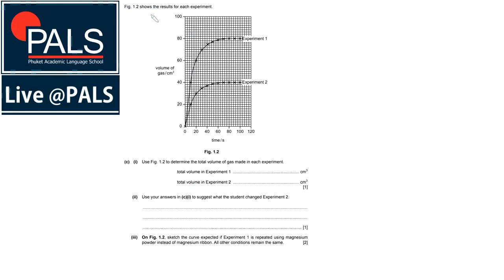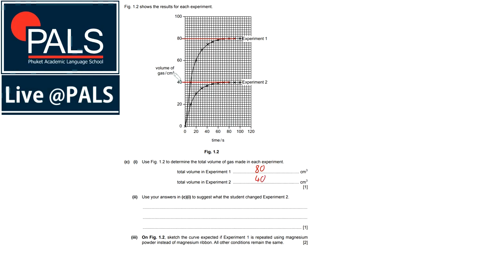So the second part of the question: figure 1.2 shows the results of each experiment, and we have to determine the total volume of gas made in each experiment. Here we have the time, and on the y-axis we have the volume of gas produced. So we just go to the maximum and draw a line over. Just do this in the exam as well so that the examiners can see how you got to your answer. Use your pencil and draw a line from the highest point where our line goes horizontal over to the y-axis, and we can see that in experiment 1, 80 cm³ are produced, and in experiment 2, 40 cm³ are produced.